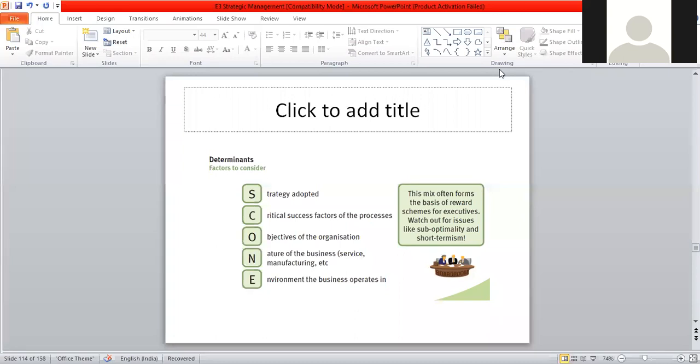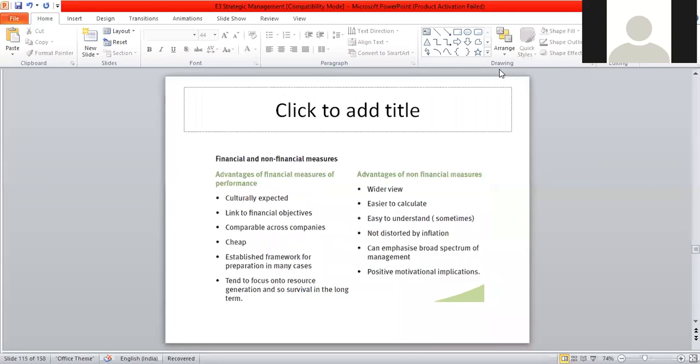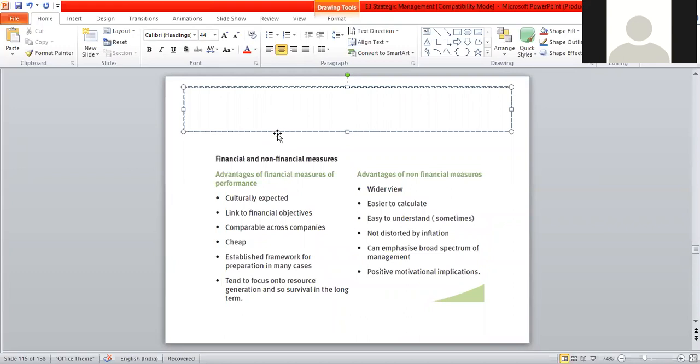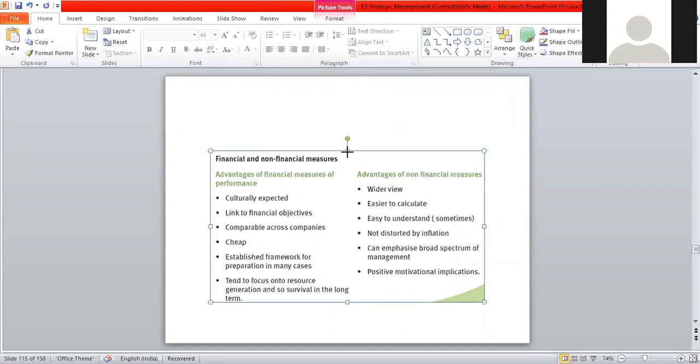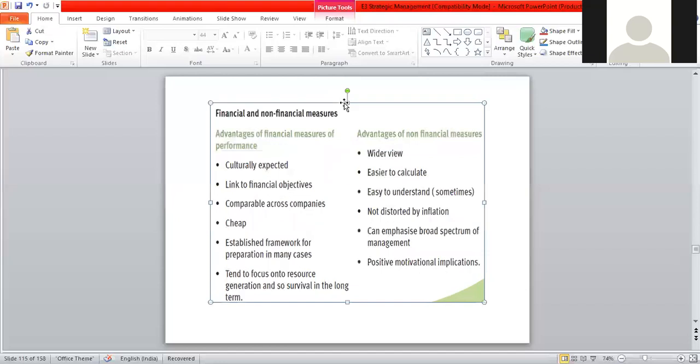Then what are the factors to be considered while determining performance measurement? We looked into that. The strategy adopted should be looked at. The CSFs, the objectives of the organization, the nature of business, and the environment in which the business operates were considered. Then we discussed the advantages and disadvantages of financial as well as non-financial measures.